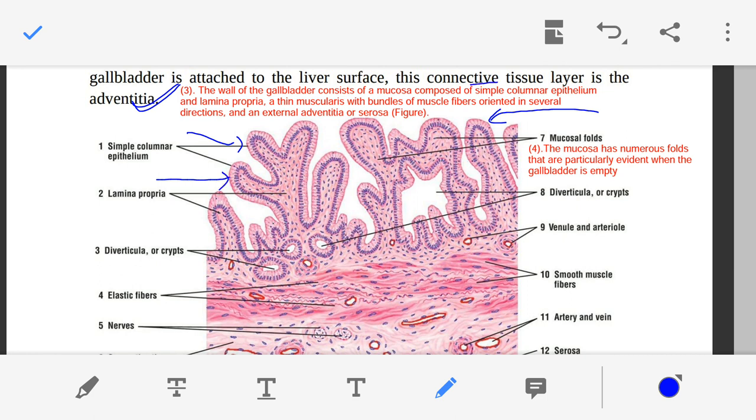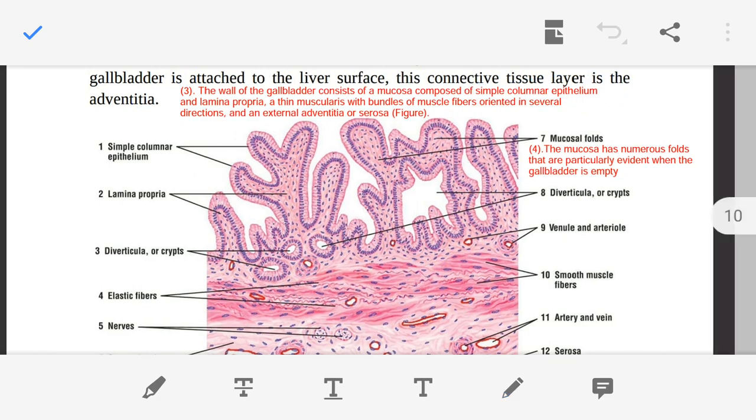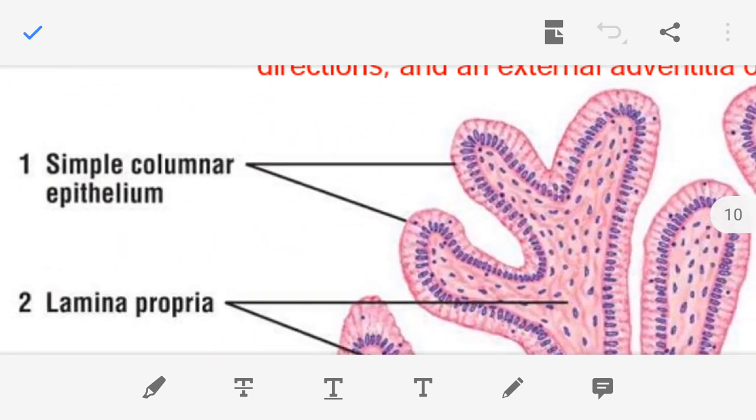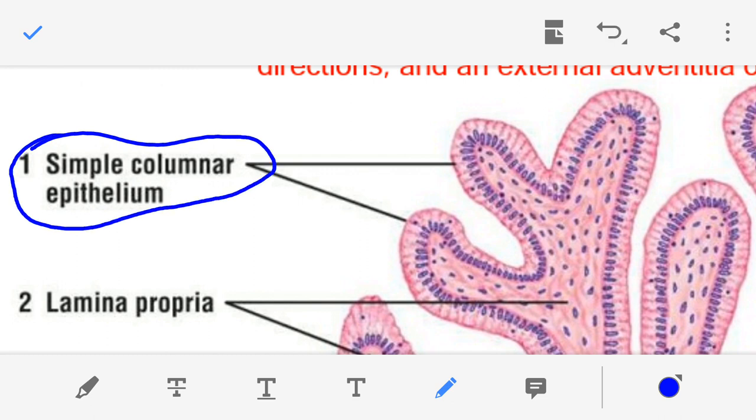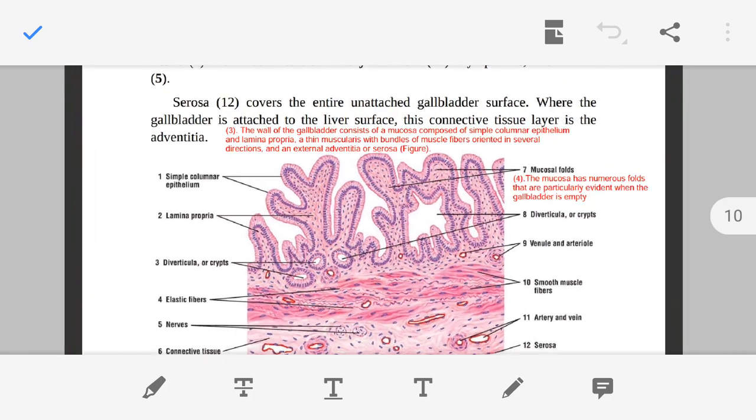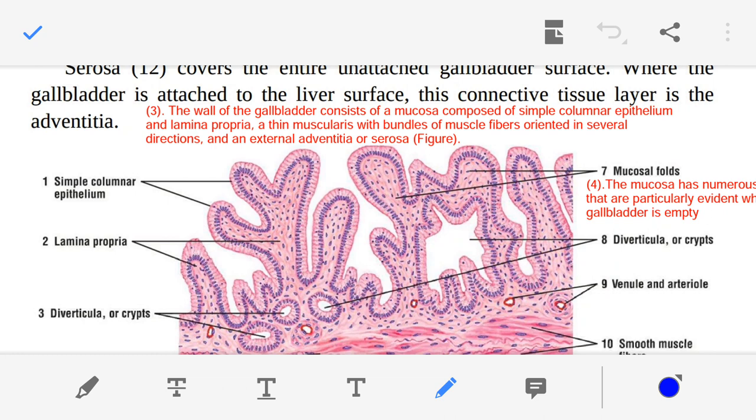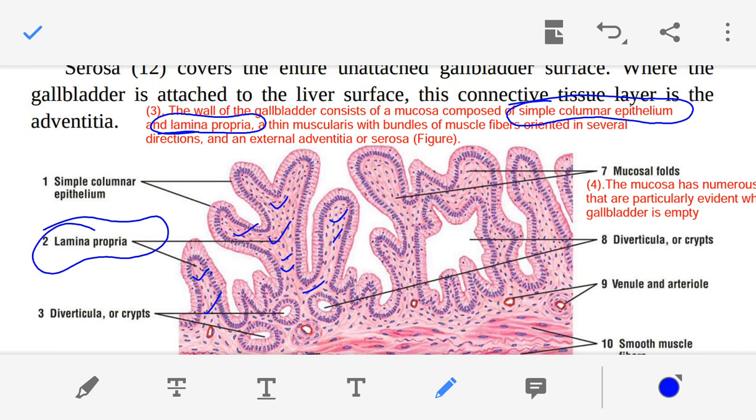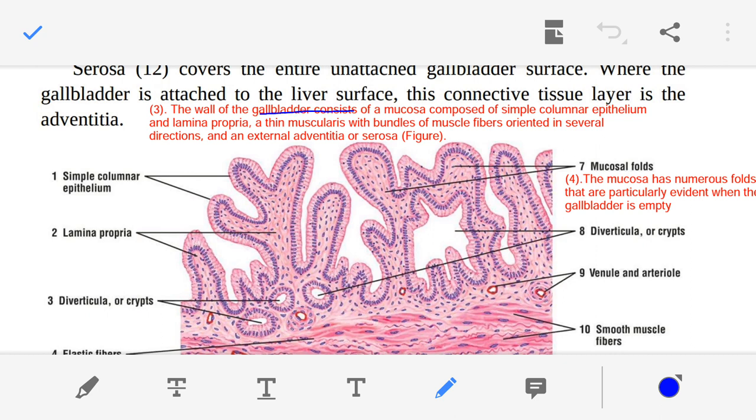The mucosa is composed of simple columnar epithelial cells. So here I am zooming. Just inferior to this simple columnar epithelium, the lamina propria is present. This is areolar connective tissue, the lamina propria, just beneath the columnar epithelial cells. Then the muscularis, a thin muscularis with bundles of muscle fiber directed in several directions.